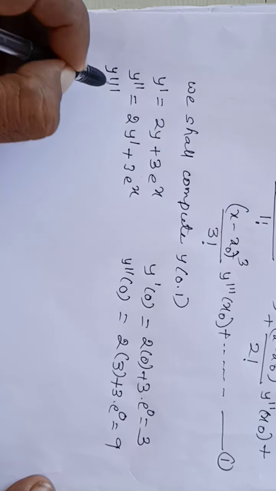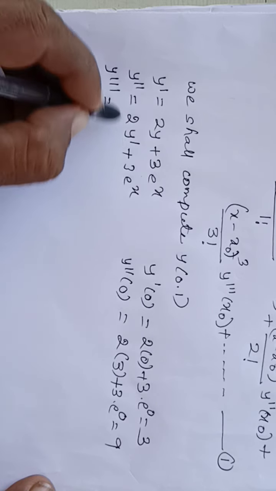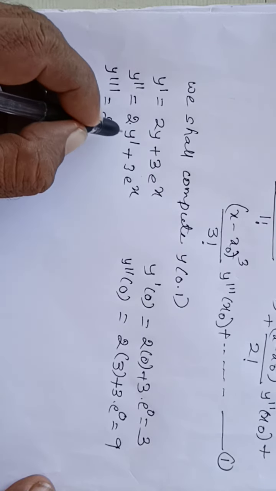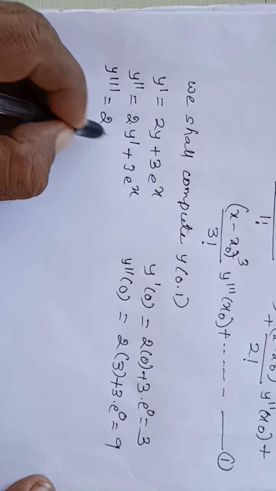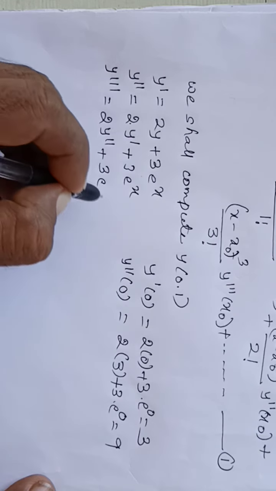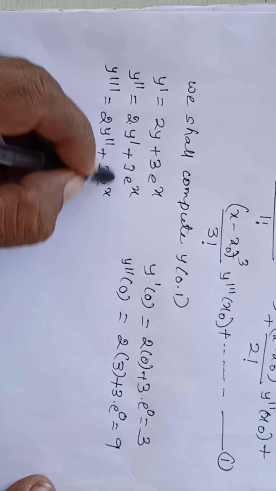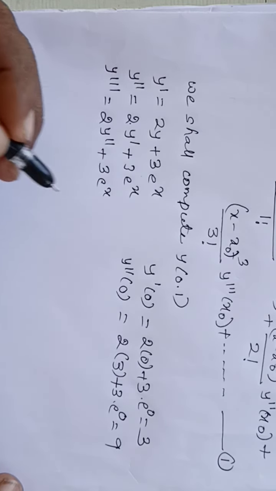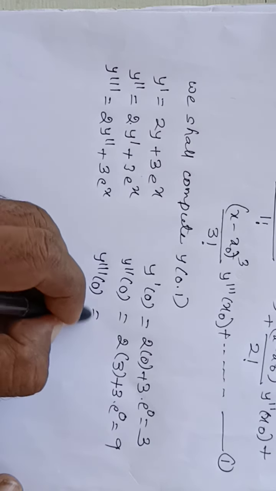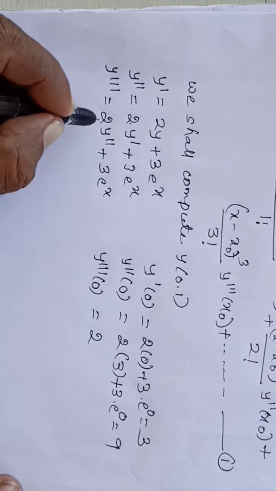Next one, y triple dash is equals to this one. Differentiation of this one, we will get y triple dash. 2 constant, differentiation of y dash is y double dash, plus 3 into e raised to x. 3 constant, differentiation of this term is same, e raised to x. Next, y triple dash at 0 is equals to 2 y dash.